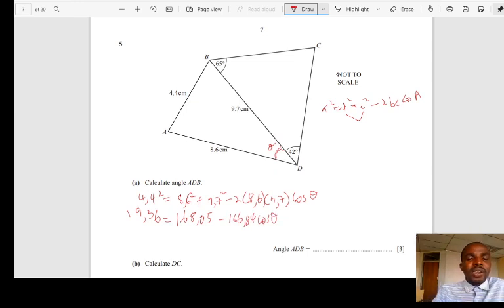Then cos theta, like this. For the coefficient of cos theta to be positive, you put it on this side. Then you subtract. Let me write cos theta here. So this one is cos theta, then equals to, then you subtract 168.05 minus 19.36, 148.69.